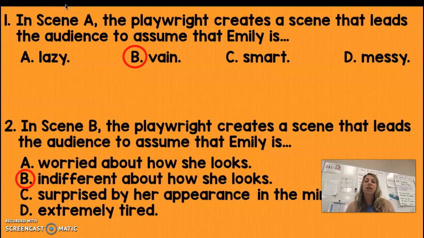So I just wanted to go through and really talk about the importance of stage directions today, and how that can create misconceptions in your reading of the story if you don't read those.